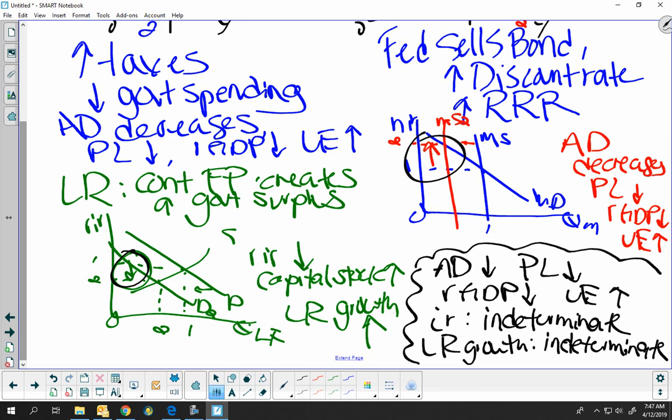I don't know. Put a paper to the back. Let's do expansionary fiscal, contractionary monetary.